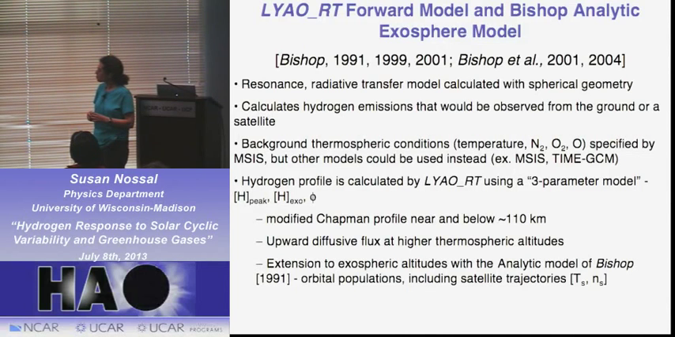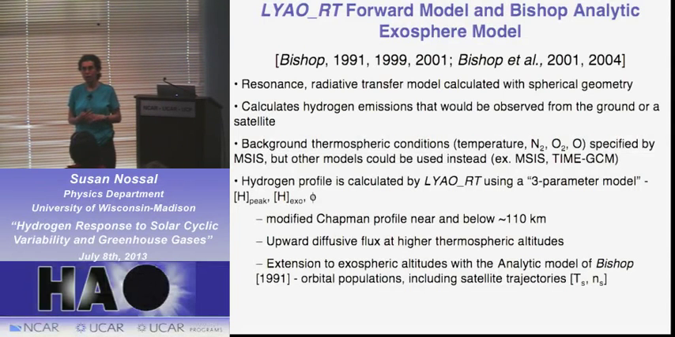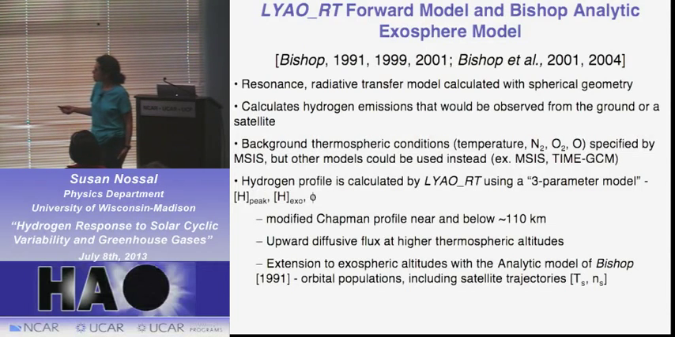And then it calculates hydrogen emissions that would be observed from the ground or from a satellite, for example, the GOLD satellite. And Laura Waldrop and Larry Paxton have been doing a lot of work with this code to analyze the observations. For this code, background thermospheric conditions are supplied by a particular model, various different versions of MSIS.